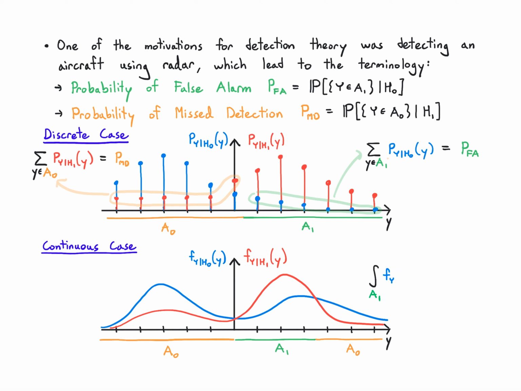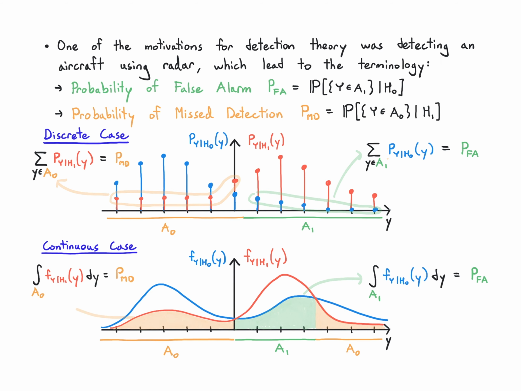Okay, so let's see that. I integrate over A1 the conditional PDF given H0, that's my probability of false alarm. It's this area. So I find the blue curve, the conditional PDF for H0, and I integrate it over the region A1. All right, and to get my probability of misdetection, I go over A0, and I integrate, and I get the probability of misdetection. Okay, and that's it.